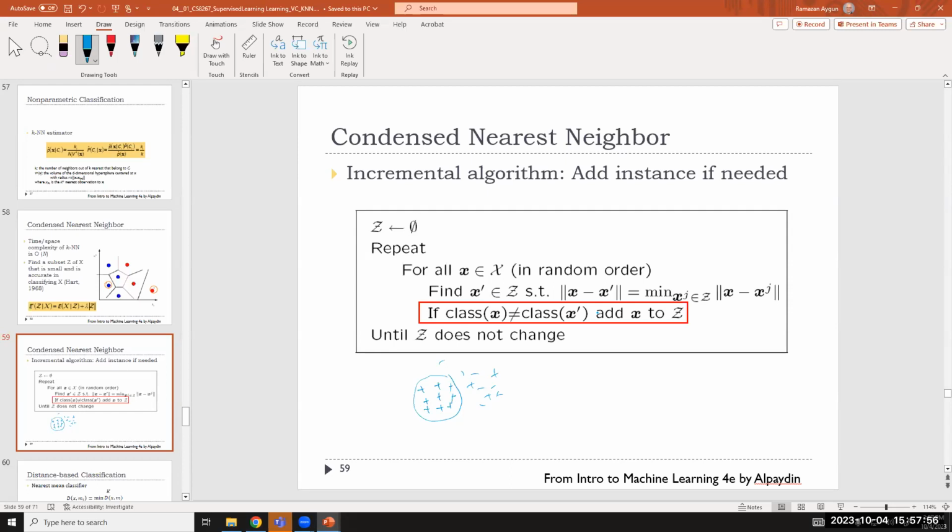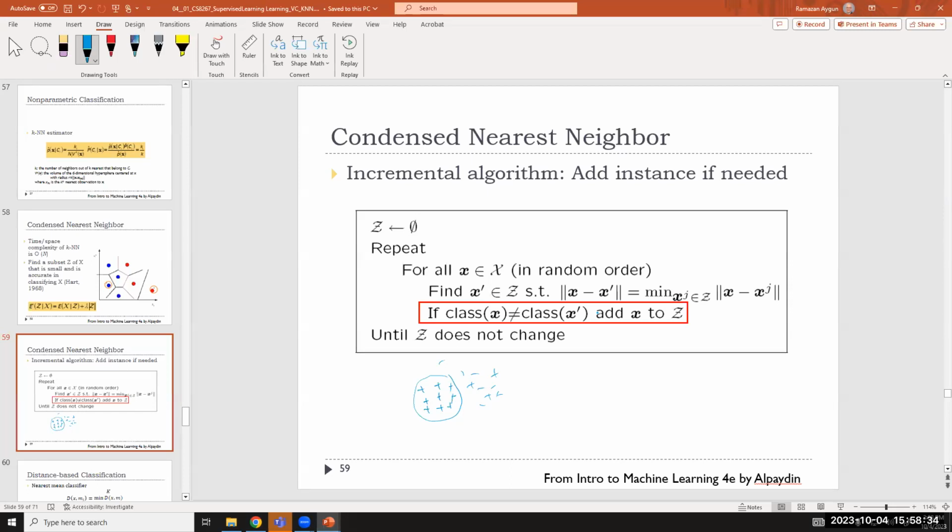X is the set of data points, the big data. X is your original data. You add data after processing each data point. You go through all of them and then you update Z. After a while, Z will not change, because you look at the closest data point and you are done with it. You either pick it or you don't pick it. And then Z will not change. Class means whether or not it is in Z.